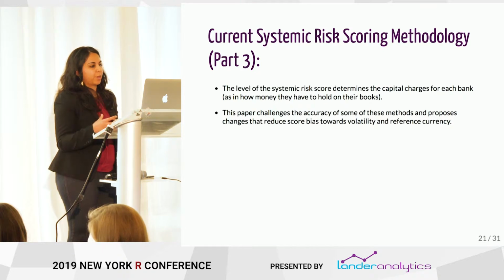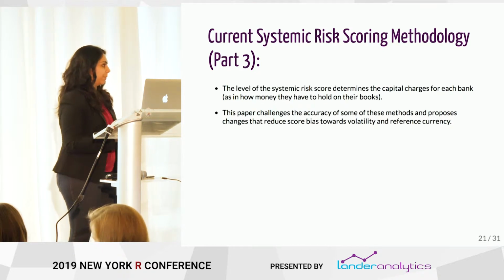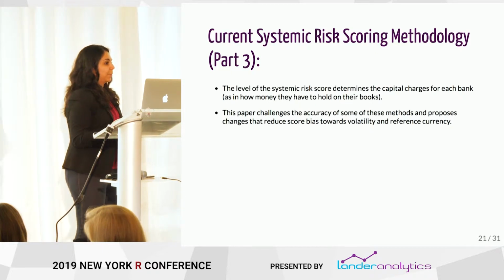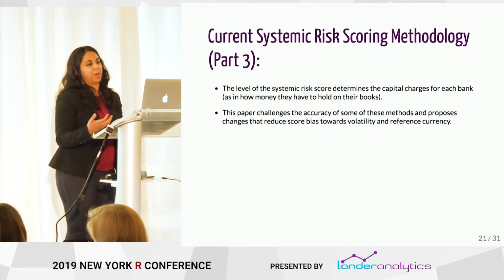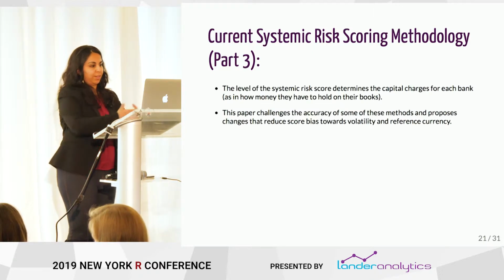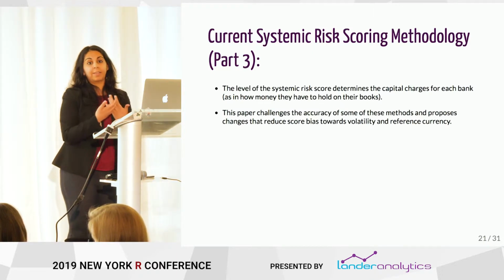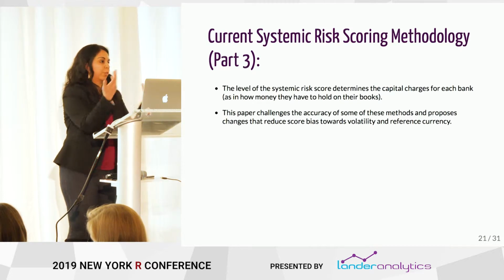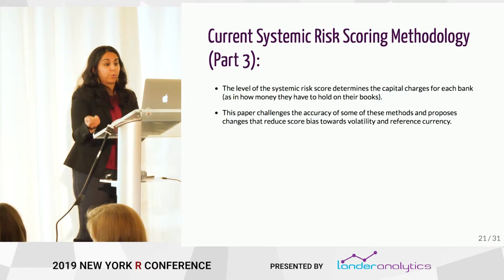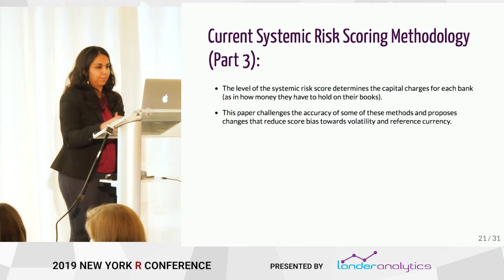So the other part of this paper focused on challenging those systemic risk scores and looking for particular bias. One of the things that the paper claimed was that there was bias towards more volatility, as in more volatile assets were changing the scores, and that affects the banks, or the large institutions, because essentially they would have to pay more, or keep more on their books. So they don't want to have that happen.